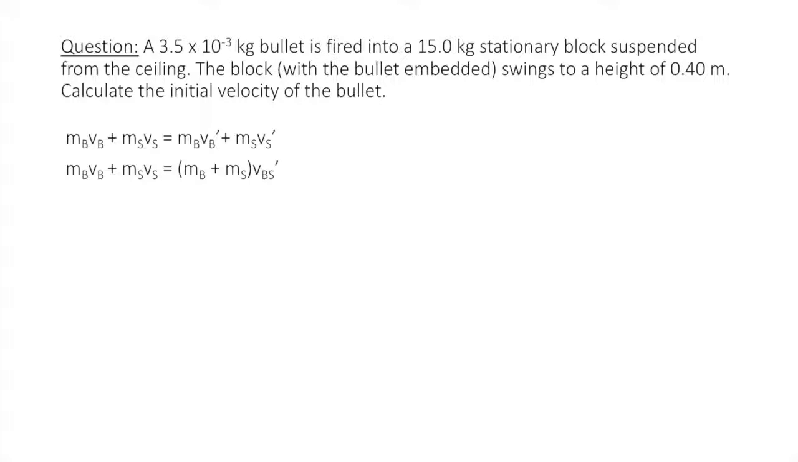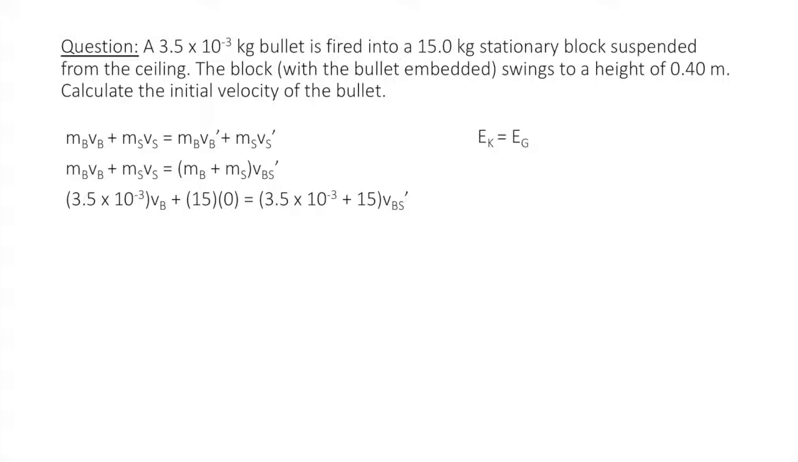Now that you have set up your equation, just plug in the variables that were given in the question, as shown here. You will notice that to solve for the initial velocity of the bullet, you need to know the velocity of the entire system. You can easily do that using a conservation of energy equation, which should look like this.